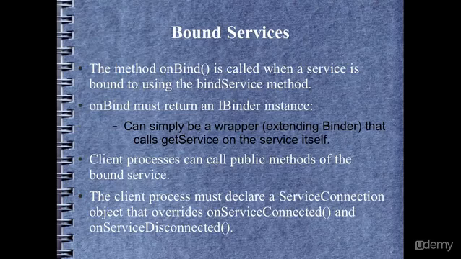The third type of service is a bound service. Now, we subclass the same class to get a service or a bound service. And remember that onBind method? In a service, we return null. Well, in a bound service, we return something called an IBinder. And this is usually just a wrapper that extends the Binder class that calls getService on itself and returns this bound service. Once you have a binder, you can have methods in the bound service that aren't connected to anything but themselves, and then client processes can call those methods as long as they're public.